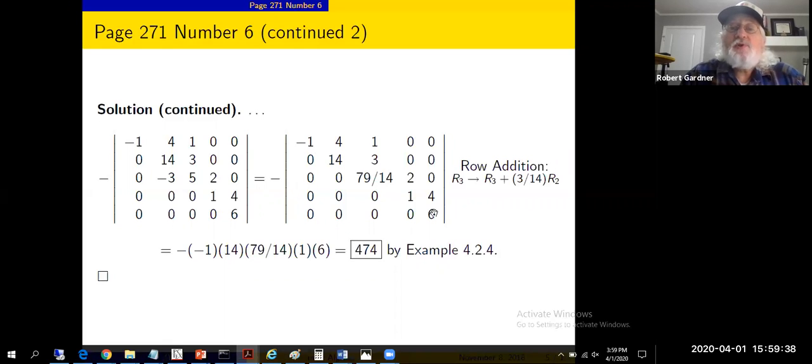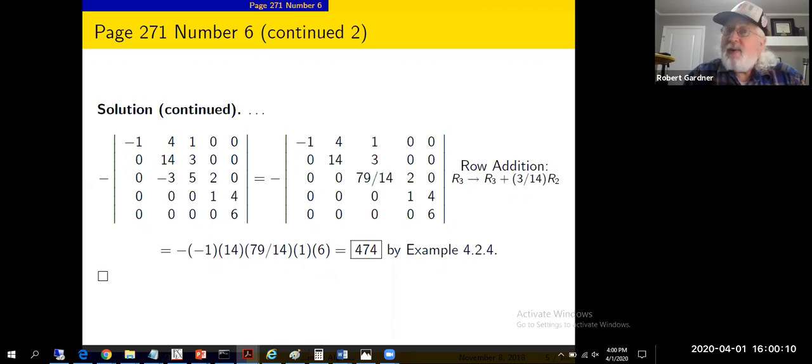Anyhow, upper triangular matrix. So you want the determinant of that. Don't forget the negative sign out front. All we have to do is take a product of the diagonal entries. And fortunately, there's a 14 here and a 14 in the denominator here. So we actually get a nice whole number out. It looks like we get 474. Example 4.2.4 says upper triangular matrices have determinants that are products of their diagonal entries. All right, so there you go.